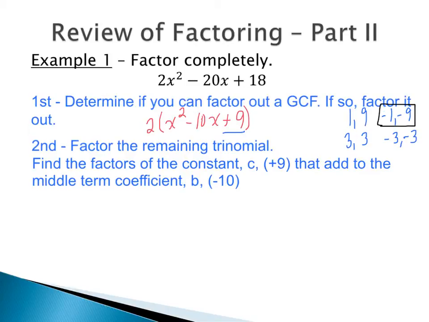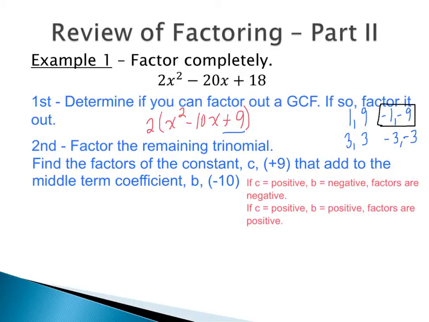As a few tips as you're factoring, if our constant is positive, so if that c is positive, but our middle term coefficient b is negative, then both of your factors are going to have to be negative, because a negative times a negative is going to be a positive, and then a negative plus a negative is going to be a negative. If your last term, that constant c, is positive, and b, our middle term coefficient, is positive, that means that your factors are both going to be positive.